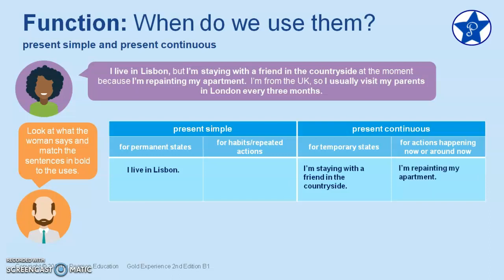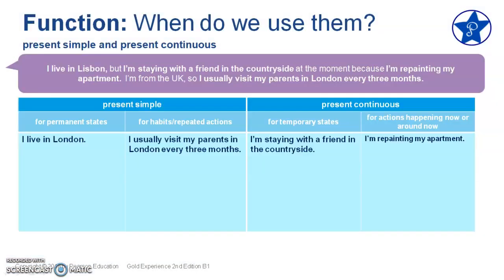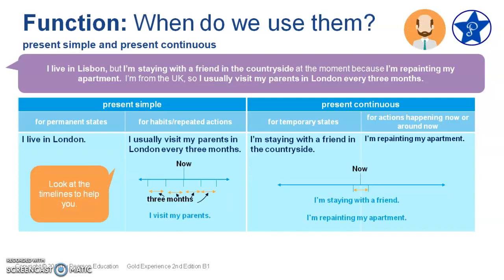We also use the present continuous tense for actions happening now or around now. I am repainting my apartment. Finally, we use the present simple tense for habits and repeated actions. I usually visit my parents in London every 3 months. Look at the timelines to help you. You see? The timeline for present simple shows us that something happens regularly, whereas the timeline for the present continuous shows us that something is happening right now, as we are speaking.